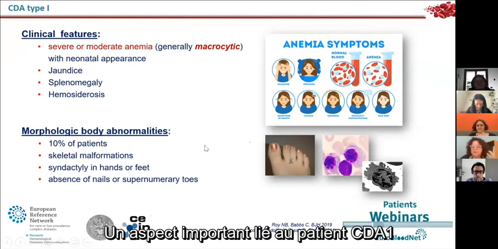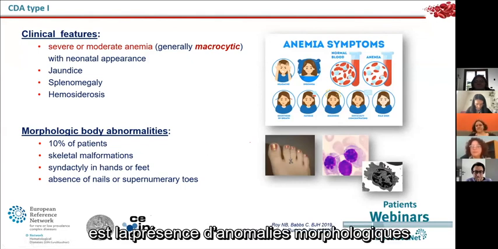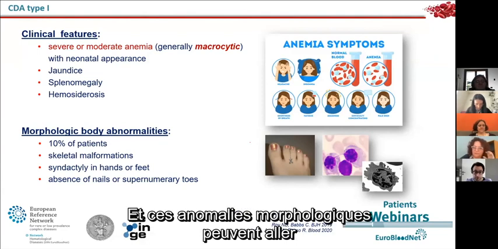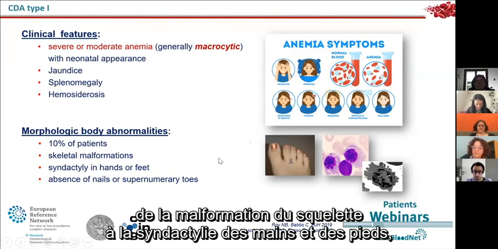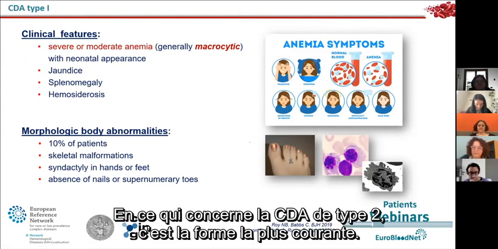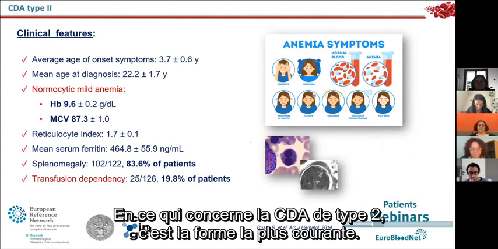And an important aspect related to CDA1 patients is the presence of morphological body abnormalities in approximately 10% of patients. These morphological body abnormalities may range from skeletal malformations to syndactyly of hands or feet, or absence of nails or supernumerary toes. Regarding the CDA type 2, that is the most common form.